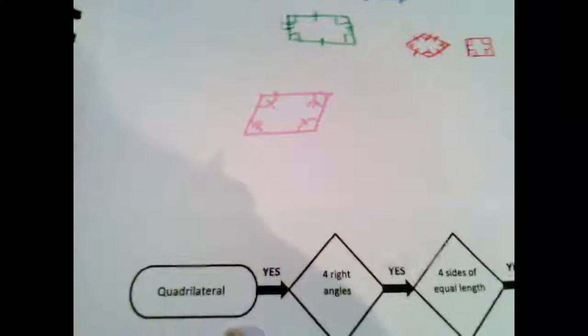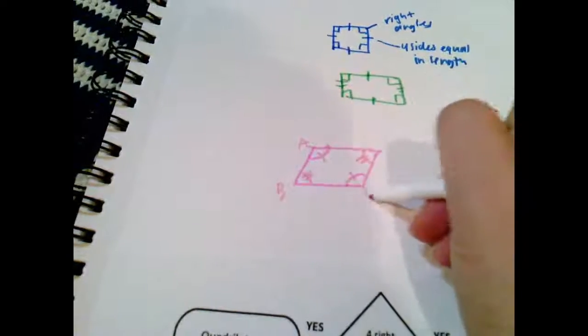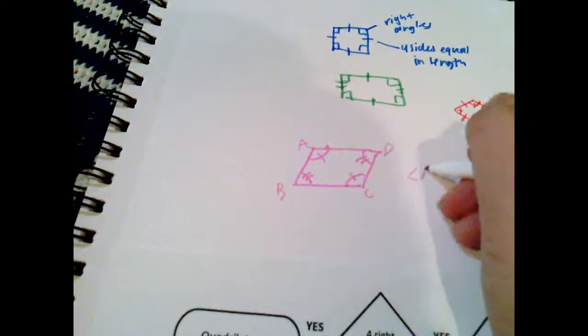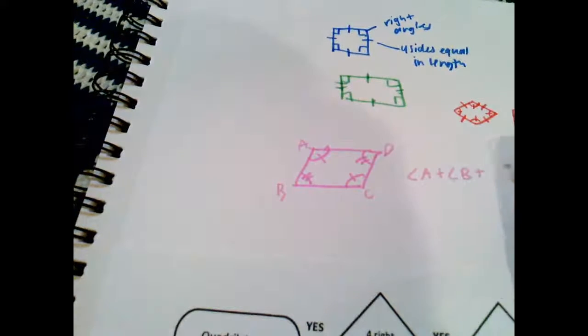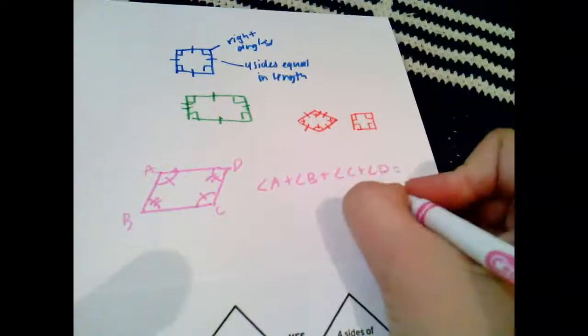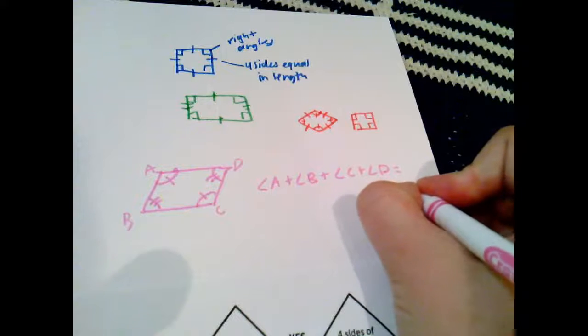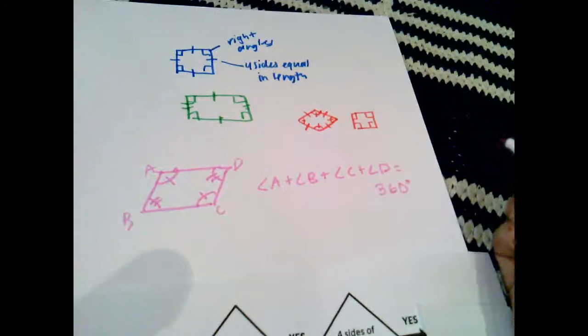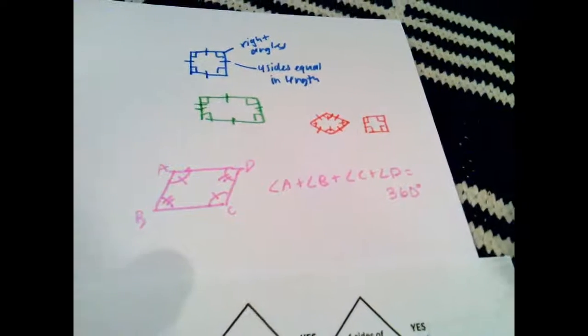So this angle will be equal to this angle, and this angle will be equal to this angle. Oh my gosh, there you go. So you can see all of them. And remember, if I label this A, B, C, D, angle A plus angle B plus angle C plus angle D will equal 360 degrees. Just as a side note.